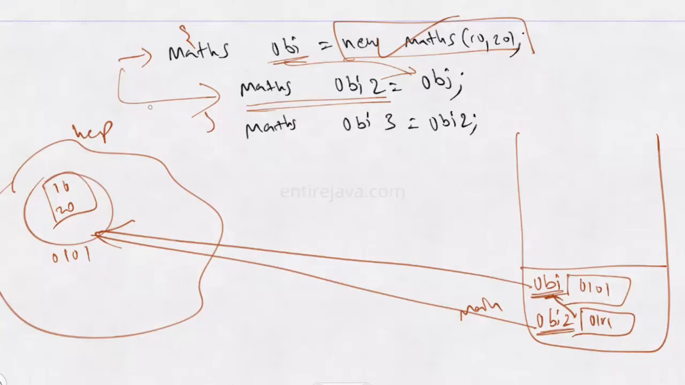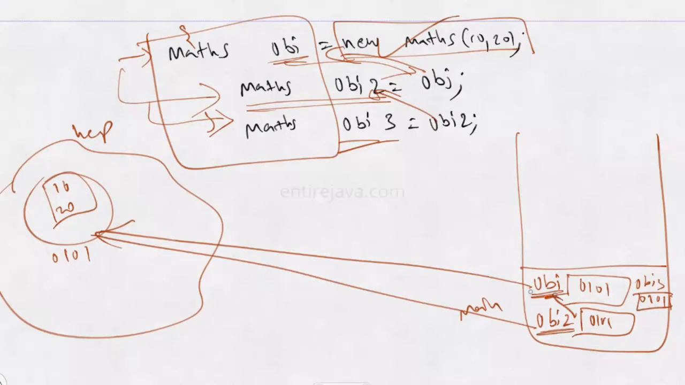Similarly, on the similar lines, we have obj3, which is holding the value which obj2 is holding, which in turn is holding the value of obj1. So obj3 will hold the same value. So all these reference variables are holding information on the location where the object is residing. Hope that makes sense. So now the million-dollar question: why do we need to store objects in heap memory?